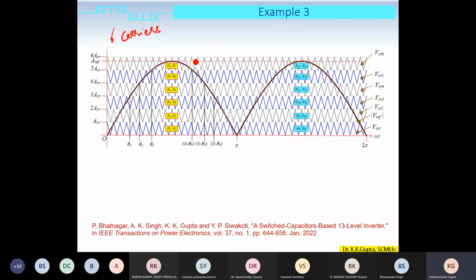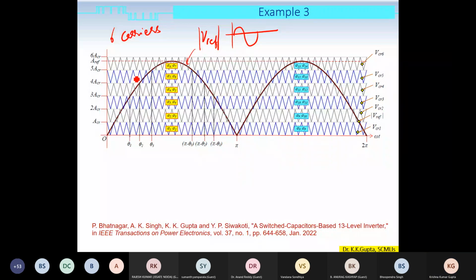But the reference has to be changed. What we do here is rectify the reference. Because all the 6 carriers are above the 0 axis line, the reference also is above the 0 axis, on the positive axis, so it is rectified. We are using the absolute value of the reference. If Vref is your reference waveform, then we are using the absolute value of this reference waveform.